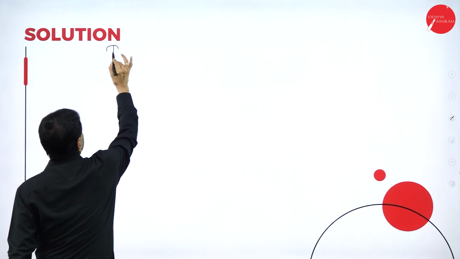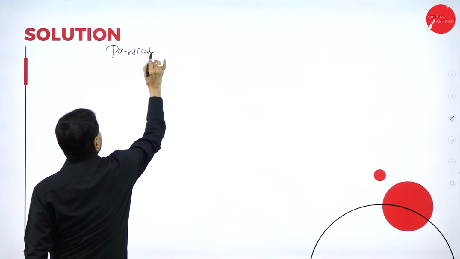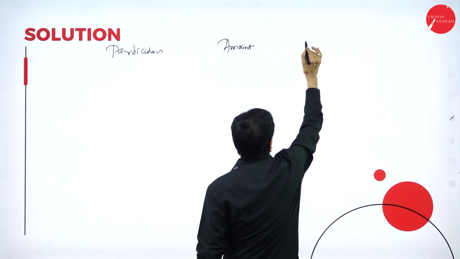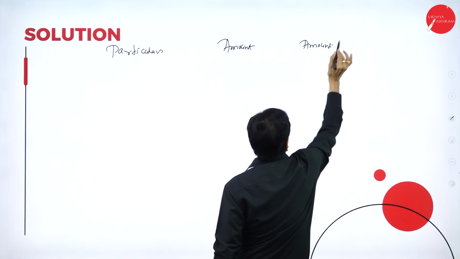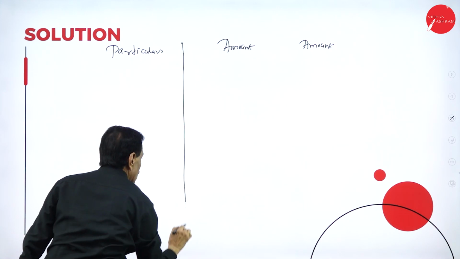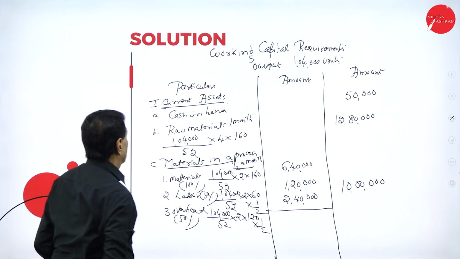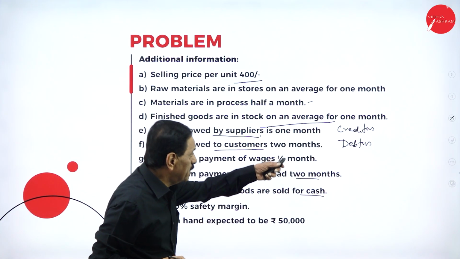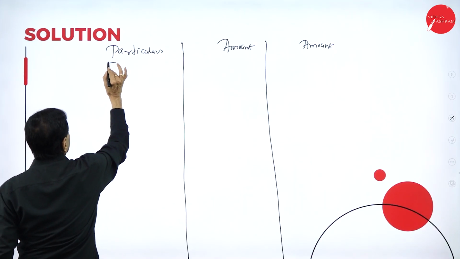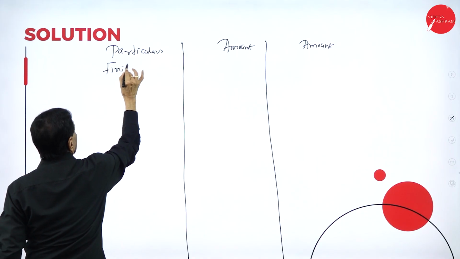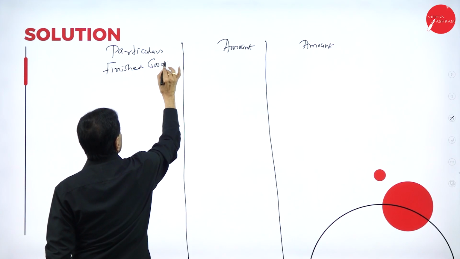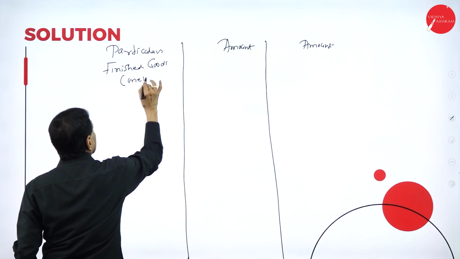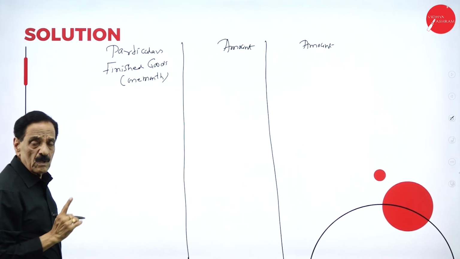Then particulars, amount. Now, material in process is over. What is the next one? Finished goods are in stock an average of 1 month, which is 4 weeks. Finished goods. How many months? Finished goods stock is 1 month. 1 month means 4 weeks.